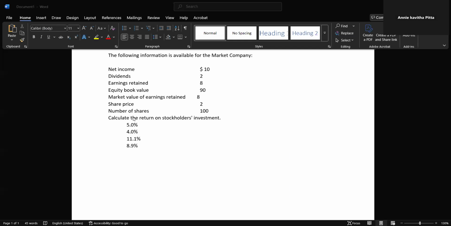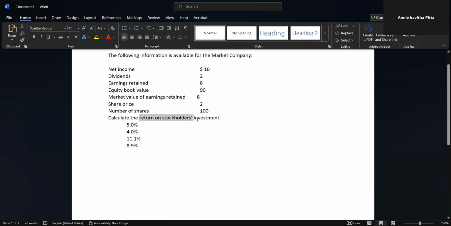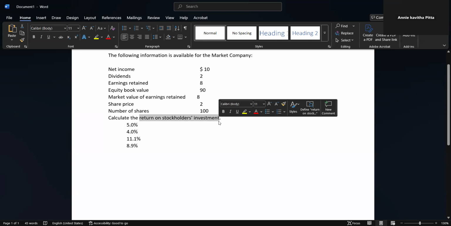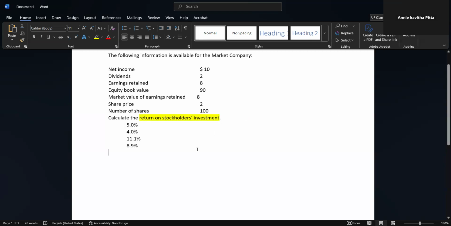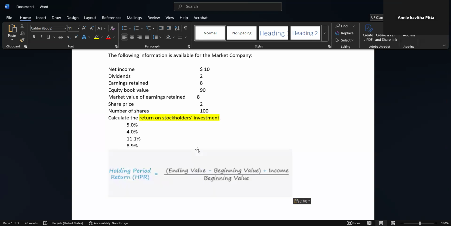The question asks us to find out what is the return on shareholders' investment. So, from the shareholders' point of view, if we were to calculate the return, what is the return on stockholders' investment? Now, to understand this, first we need to look at one formula called holding period return. It's there on the screen.